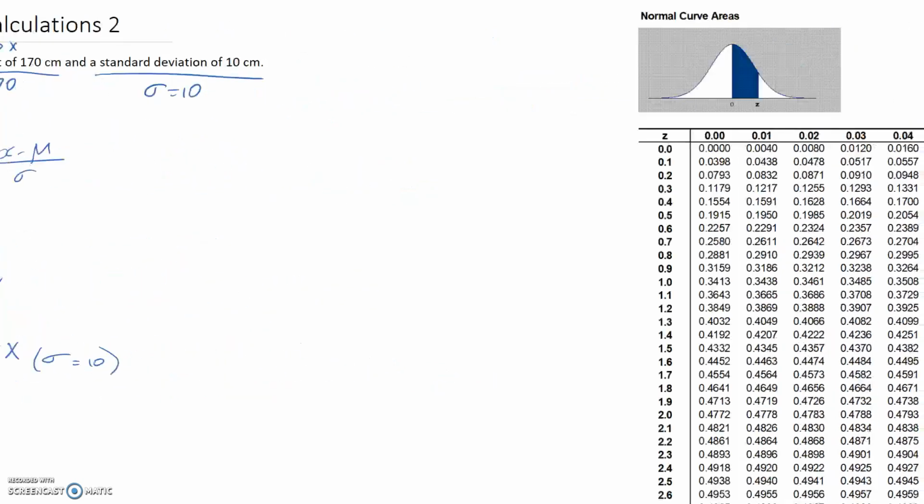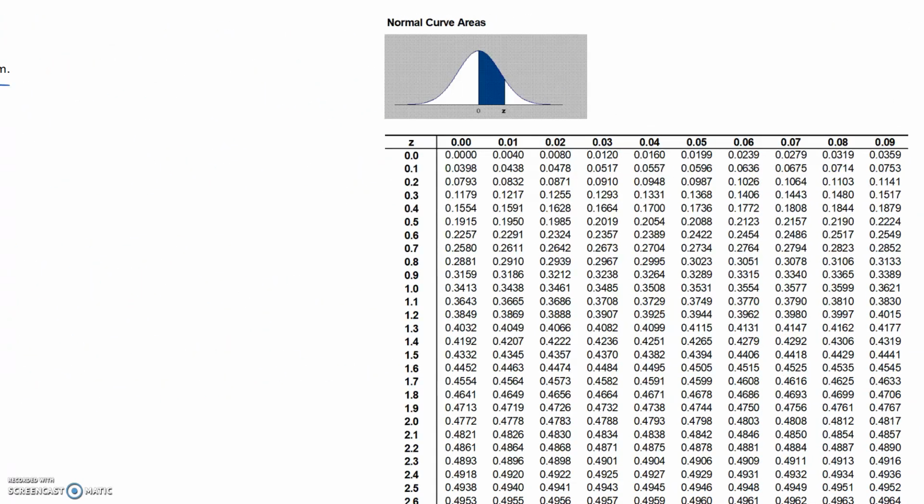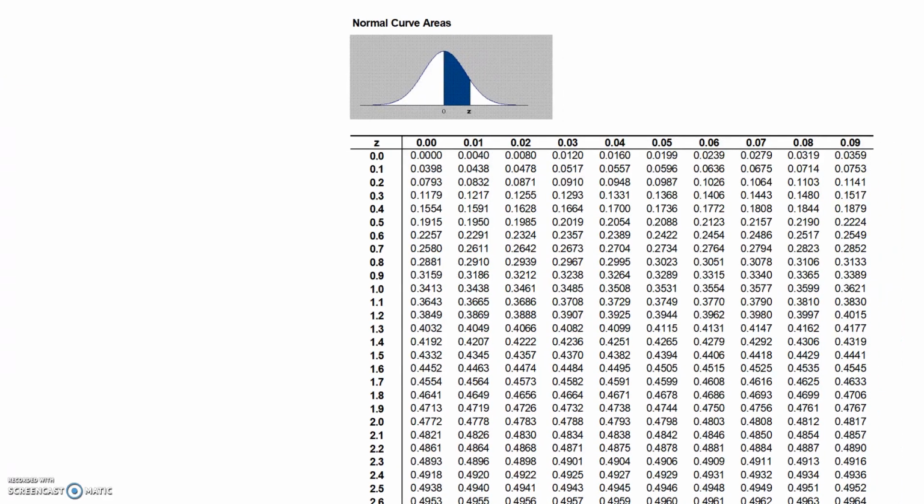So let me scroll over. So one way that we can do this is to use our normal distribution table that looks like this. So this is just the regular one. So this one gives us the z-score when we look at the area between the mean of 0 all the way up until that z-score we're interested in.